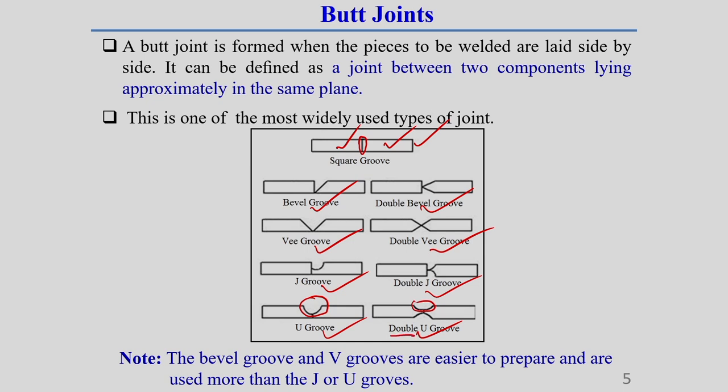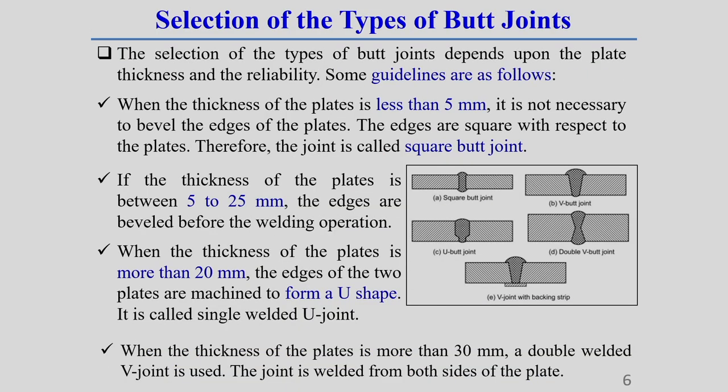Here you should keep in mind that the butt joint is one of the most widely applicable joints. Another thing to keep in mind is that bevel groove and V groove are easier to prepare, but J groove and U groove generally require costly machining operations which are also more time consuming. That is why bevel groove and V groove S preparations are widely used. Now, I am going to show you the selection procedure for the type of butt joint, that means what S preparation is required in a butt weld. Here you should keep in mind that it is dependent on the thickness of the plate.